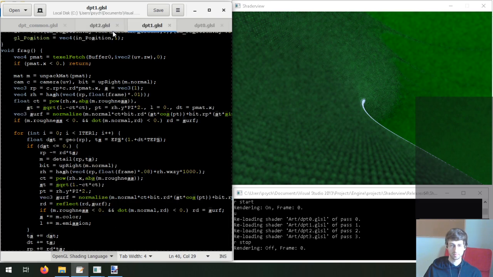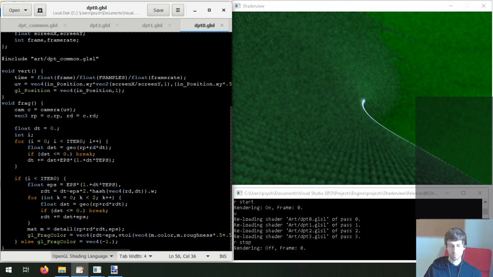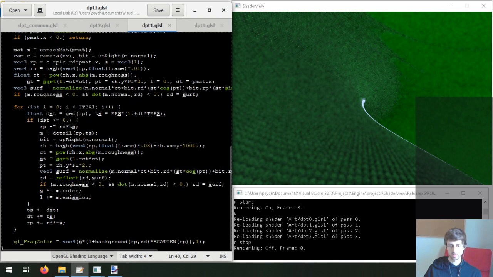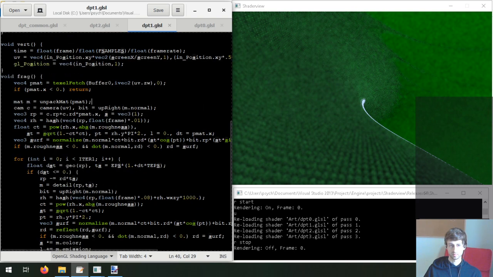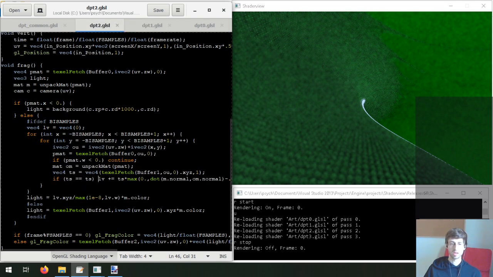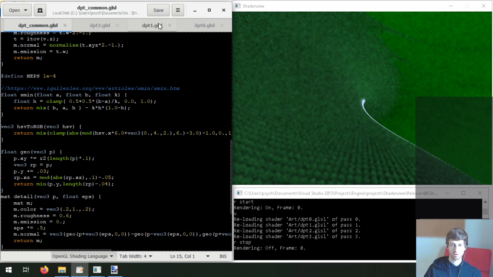I wonder what it's outputting here. I wonder if maybe it's outputting the background and it's just not registering it.